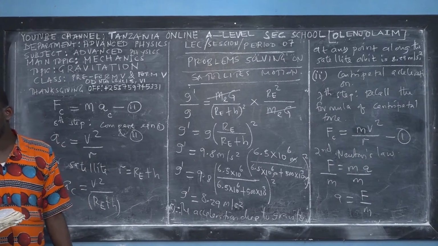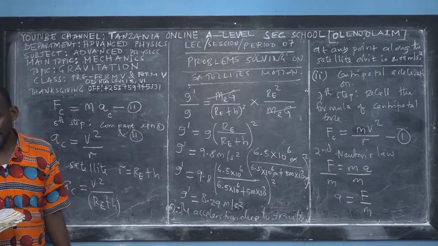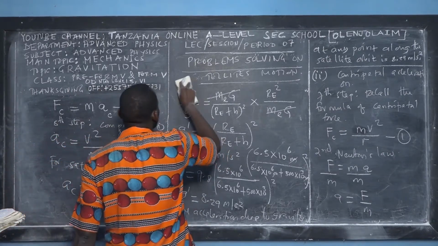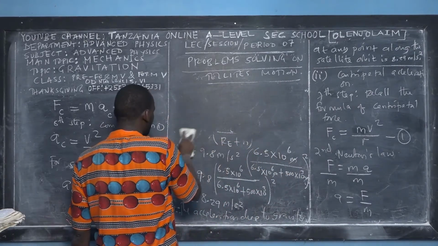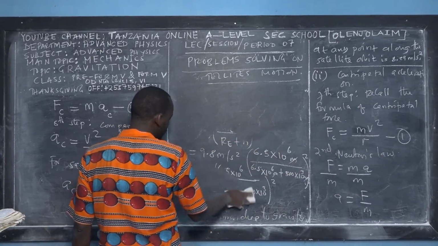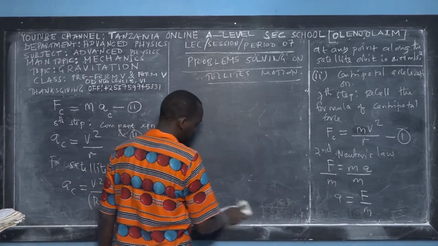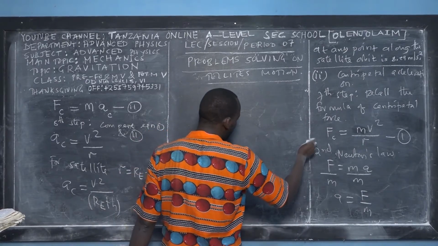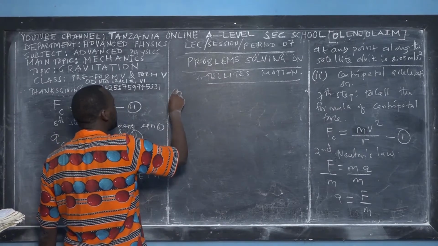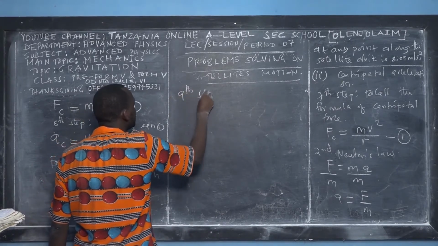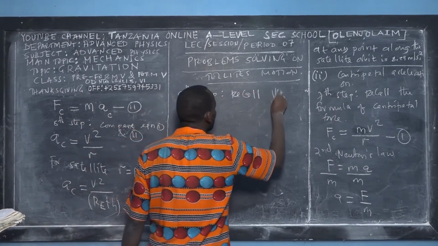So do we know the velocity of the satellite? Do you remember the formula for the velocity of the satellite? I told you in previous lectures. So recall the formula for the velocity of the satellite, because if you know the formula for the velocity of the satellite, then you can find the centripetal acceleration. So the 9th step, we recall the formula for the velocity of the satellite.